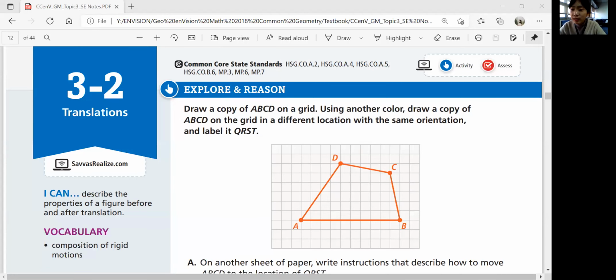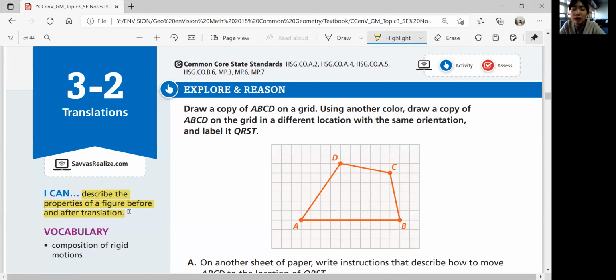This is Geometry, Lesson 3-2, Translations. It's another form of transformation. In this lesson, you will describe the properties of a figure before and after translation. You will also write a rule for a translation.